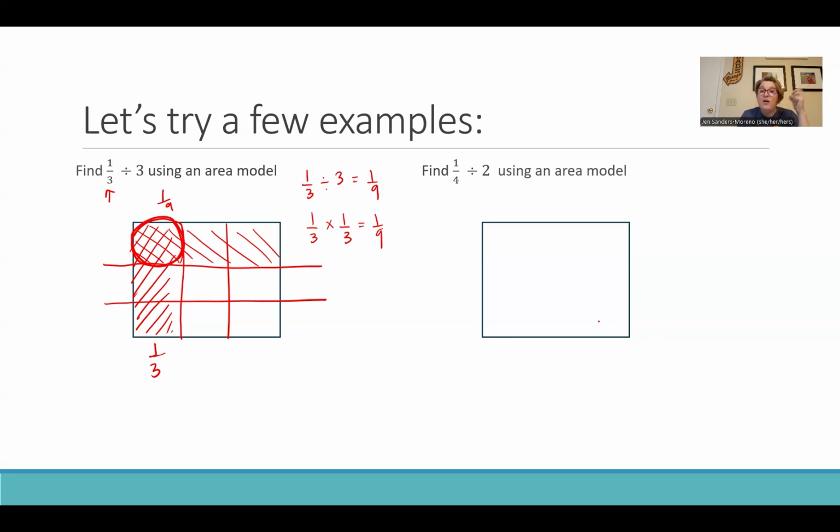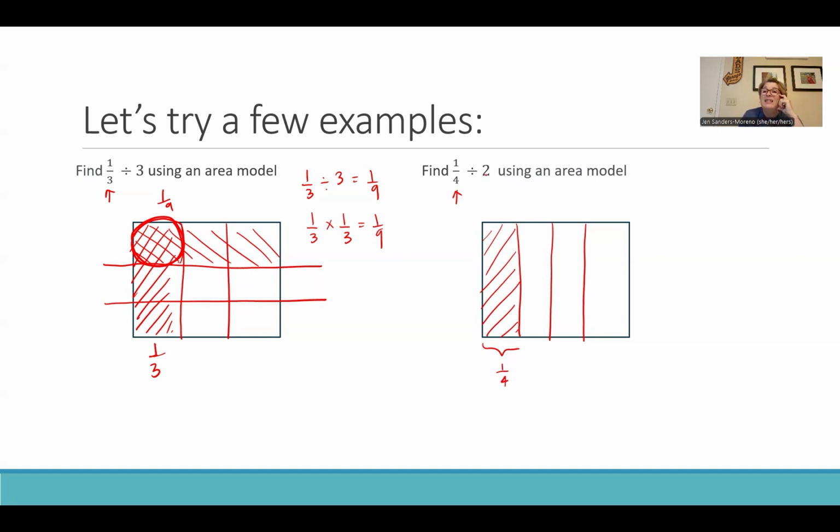Find 1/4 divided by 2. So the very first thing I'm going to do is graph 1/4. Now, 1/4, we can shade any one of the 4. So you could do the first, second, third, fourth. I don't care which one you shade, but we just need to do one of them. I am going to label it. You can decide if you want your students to label it or not, but I'm just going to go ahead and label it so we all agree that's 1/4.